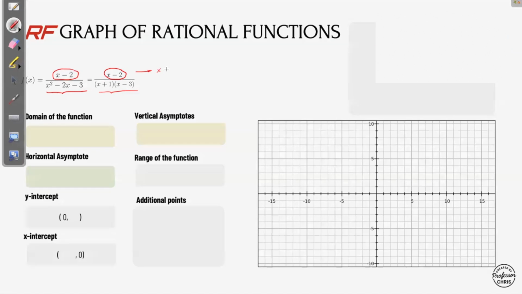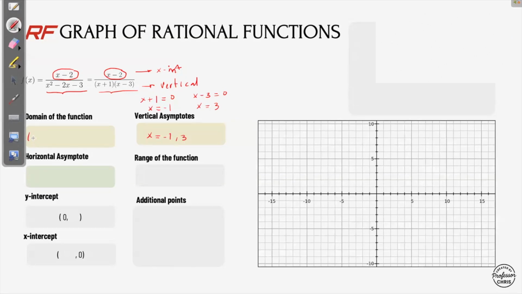Just as a reminder, the x-intercepts will come from the numerator, and from the denominator, you will have the vertical asymptotes. So let's find the vertical asymptotes first. We're going to use x plus 1 equals 0. So the first vertical asymptote is at minus 1, and the next one will be at x equals 3. So your vertical asymptotes are minus 1 and 3.